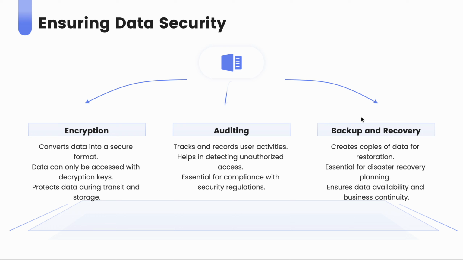The next slide is ensuring data security. There are three sections: the first one is encryption, the second one is auditing, and the third one is backup and recovery. Encryption protects data from unauthorized access. Auditing is tracking database activities, and backup and recovery is ensuring data availability during failures.